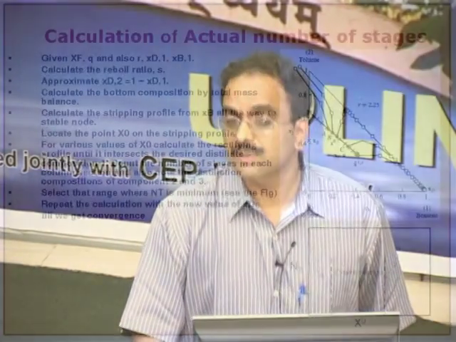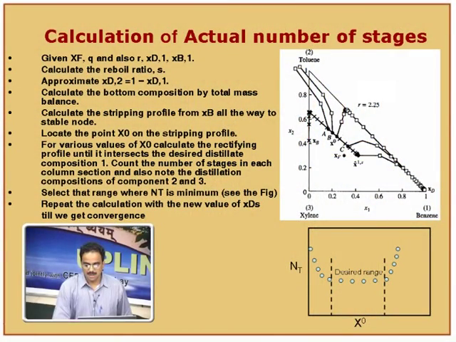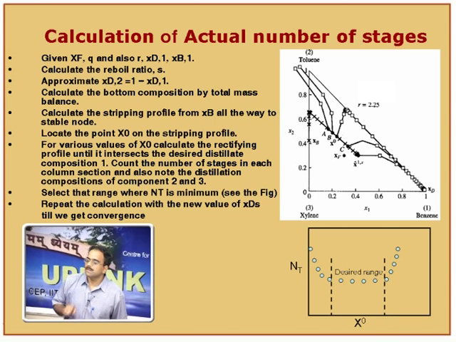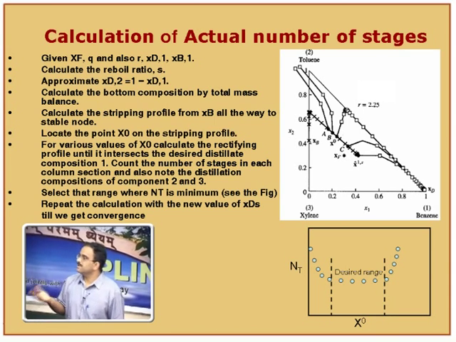Now I know the method to calculate minimum reflux ratio. Next step would be to get the actual reflux ratio, and then calculate the actual number of stages, and that is going to go as input to my simulator. So the next slide tells you about the calculation of actual number of stages for a given reflux ratio.